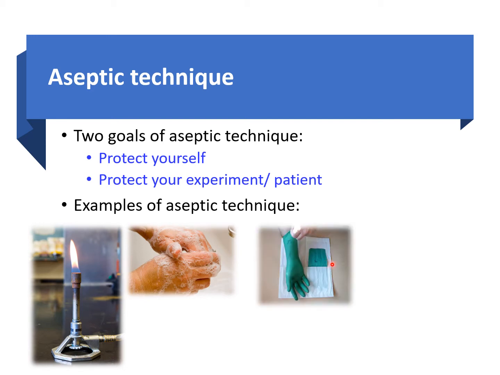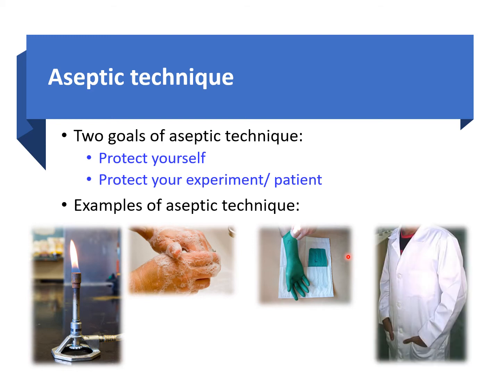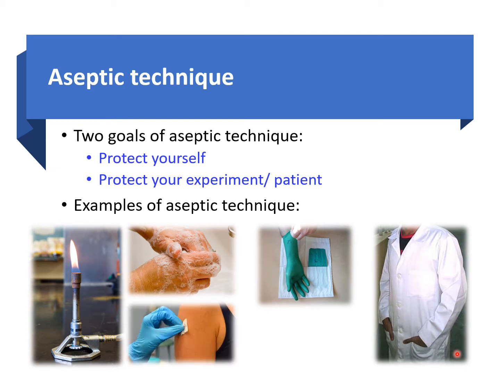Also, gloves, right? Putting on gloves will definitely protect you, especially if you are working with live microbes. Putting on your lab coats, and in a microbiome lab, we request that students put on a lab coat with long sleeves, and it needs to be long enough so that when you sit down, it's going to be protecting your knees.